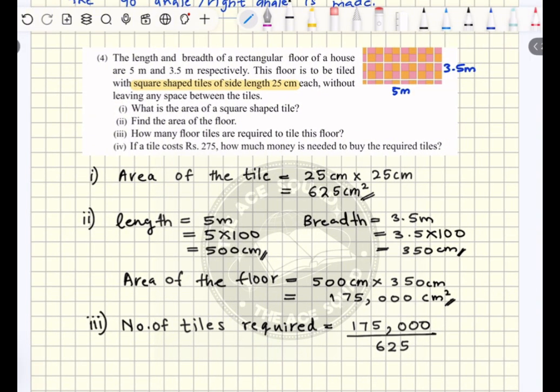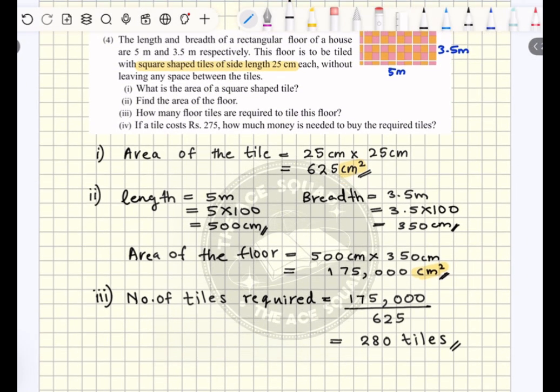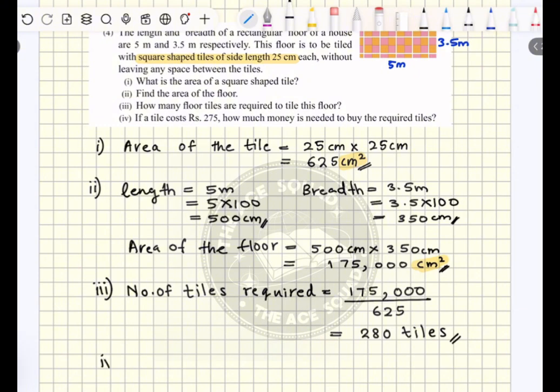So since both of them are in the same unit, which is centimeter squared and centimeter squared, you don't have to do anything, you just have to divide. Okay, so if you divide 175,000 by 625, it's going to be 280. So don't worry if you spend some time trying to solve this division. Yeah, so let's move on.